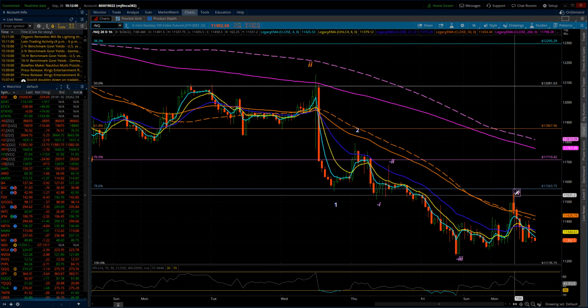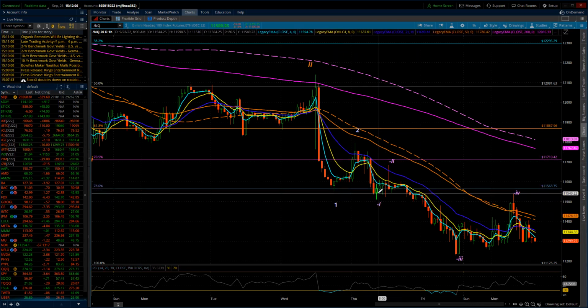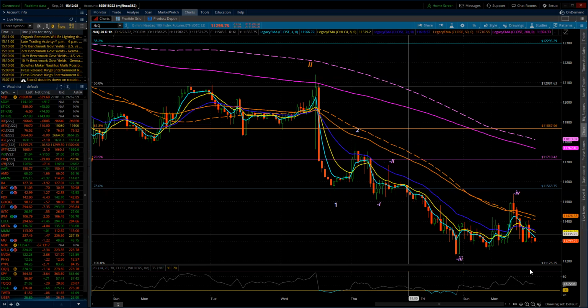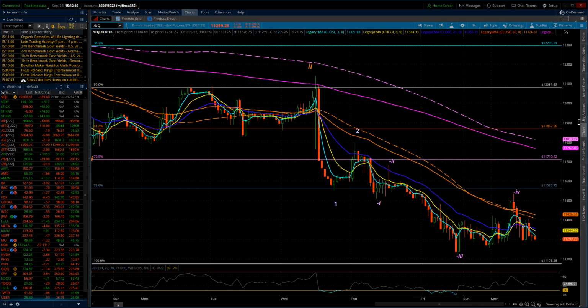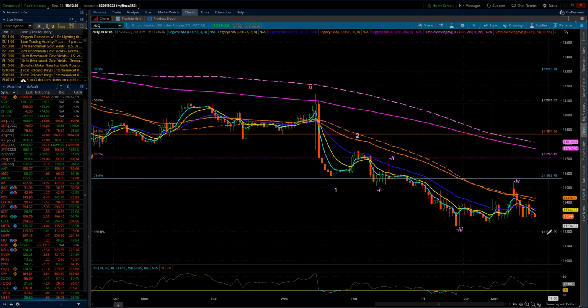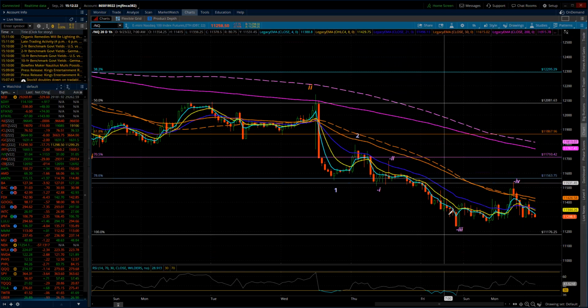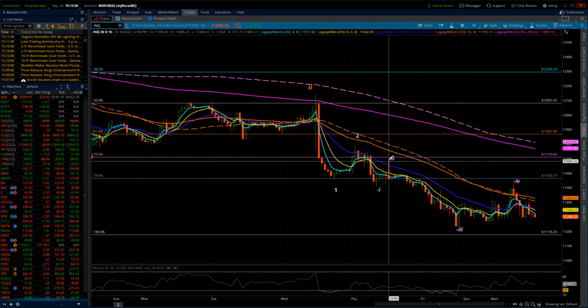And I'm not breaking any rules about 4th waves. It would have to overlap wave 1, and it got close, but it did not do it. And now we are heading lower again. So I'm going to allow this, for the sake of our count. And what I'm looking for now is for it to come down at least to 11,176.